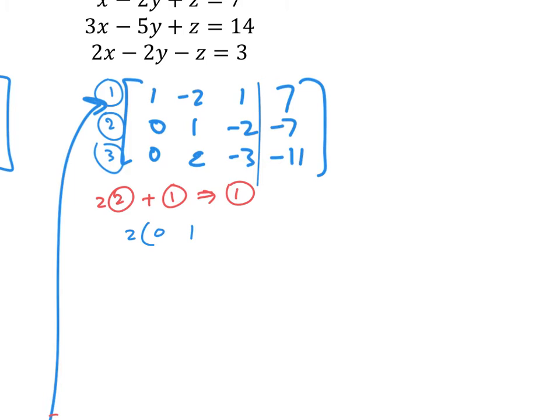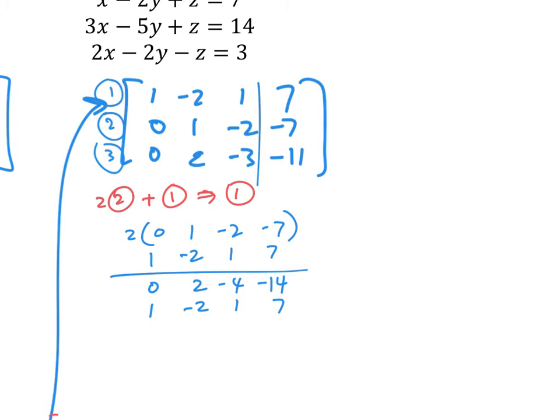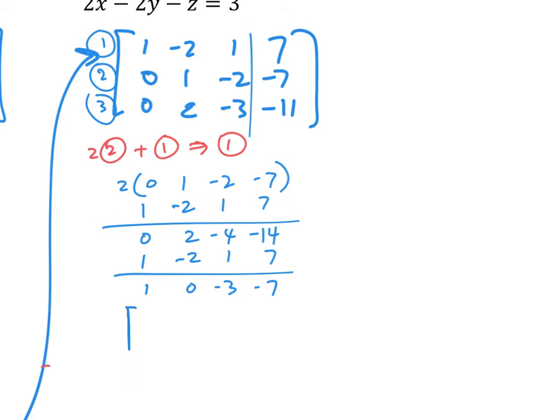2 times the second row, add to row 1. Okay, 0, 2, -4, -14, 1, -2, 1, 7. Add them together. 1, 0, -3, -13. Oh, I'm sorry, not -13. What am I doing? -7. Okay, replace row 1. 1, 0, -3, -7, and then everything else stays the same.